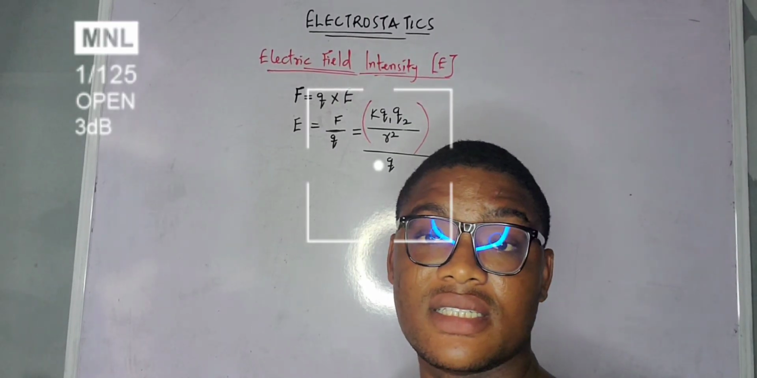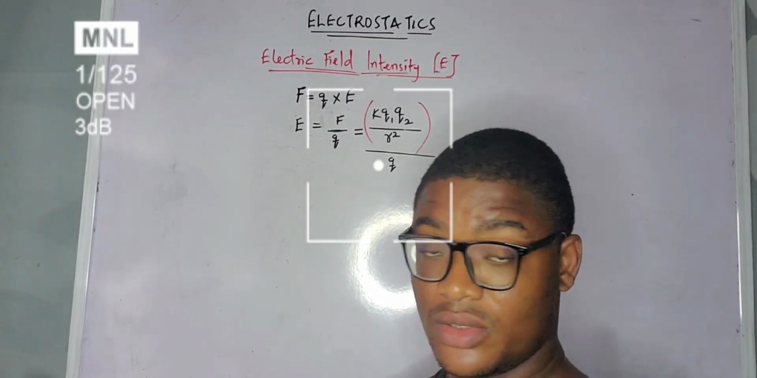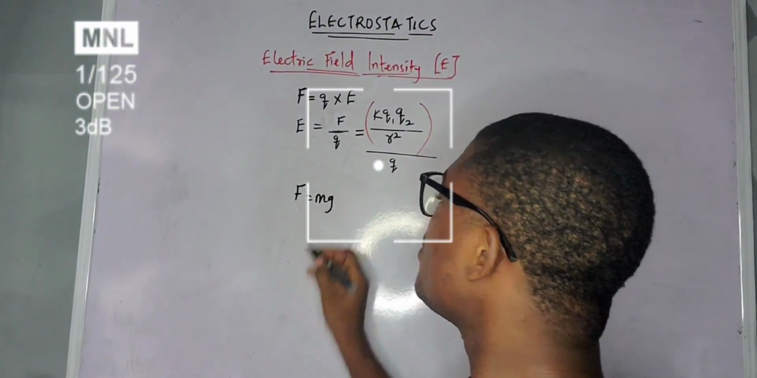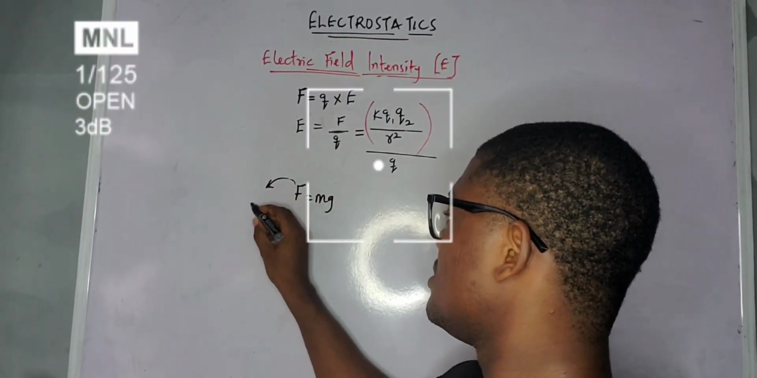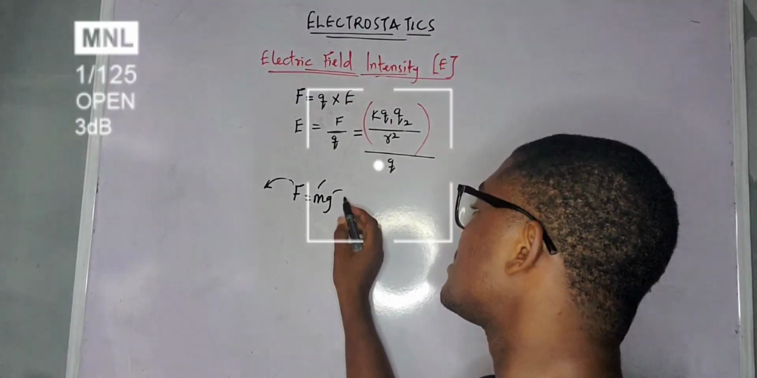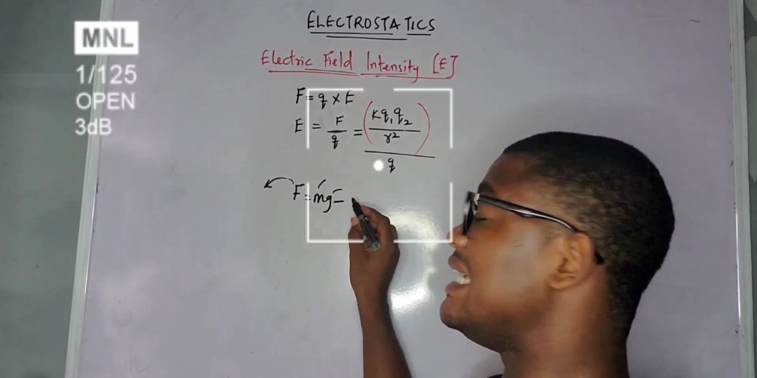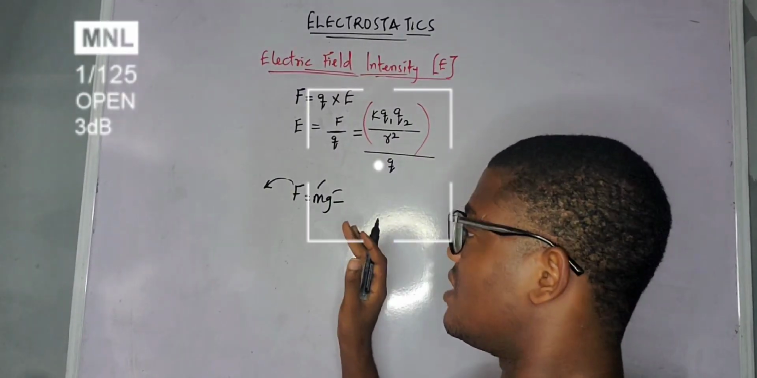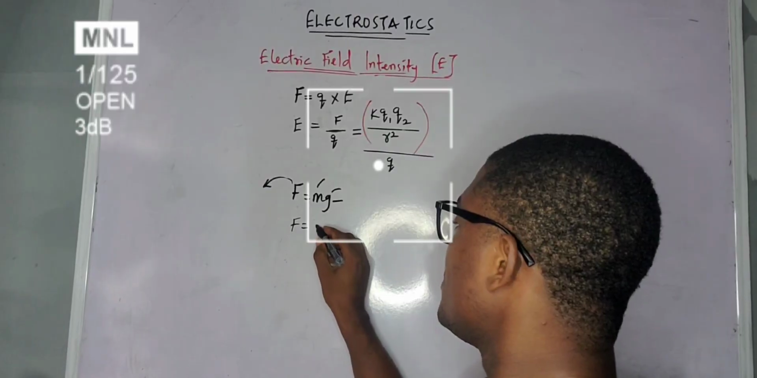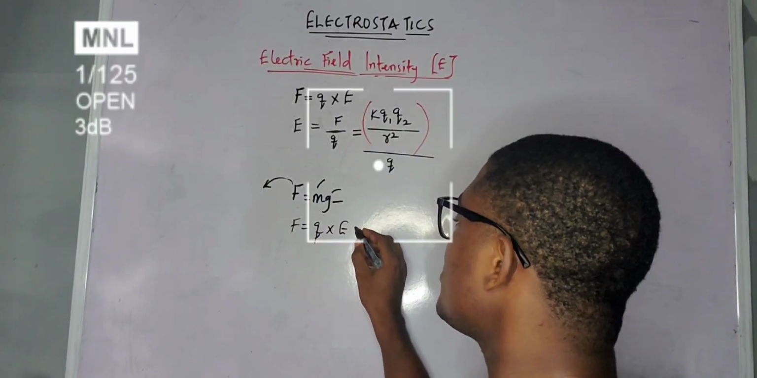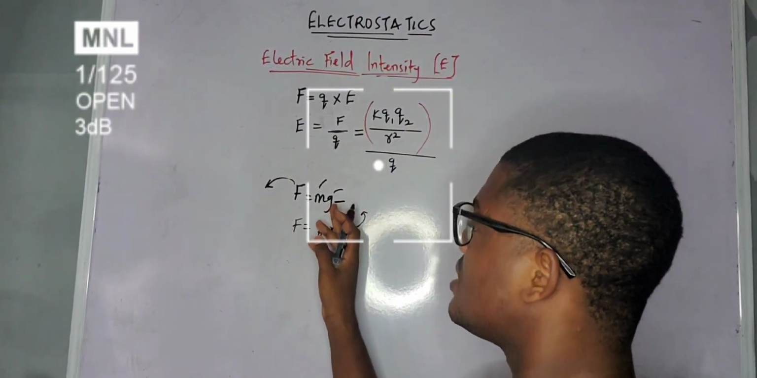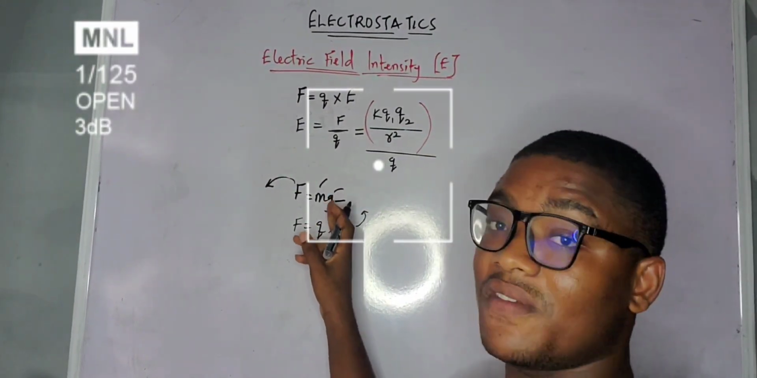Electric field intensity is also known as electric field strength. From this formula, let's say F equal to mg, this is the gravitational force, this is your mass, and this is your acceleration due to gravity. This one is the gravitational field intensity or gravitational field strength. In electric field, we have F equal to Q times E. This one is your electric field intensity or electric field strength.